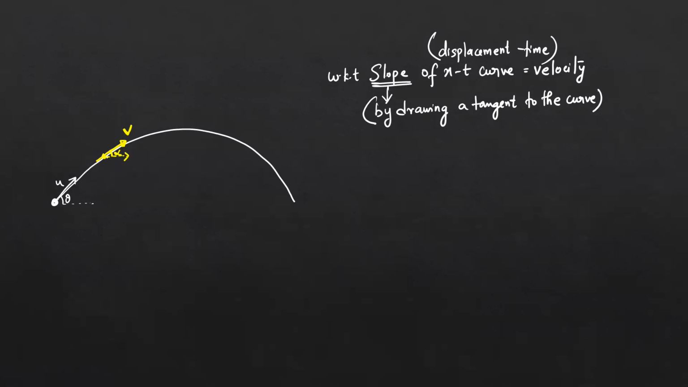Again, I can resolve this into two components. Whenever I have an inclined vector, my work will always be to resolve. So if this is V, this is alpha. This component is Vx, and that is equal to V cos alpha, the velocity along the x-axis. And the velocity component along the y-axis is V sine alpha. Same thing I can do for initial velocity also. I can resolve it into two components: u cos theta, the initial velocity along the x-axis, and u sine theta, the initial velocity along the y-axis.